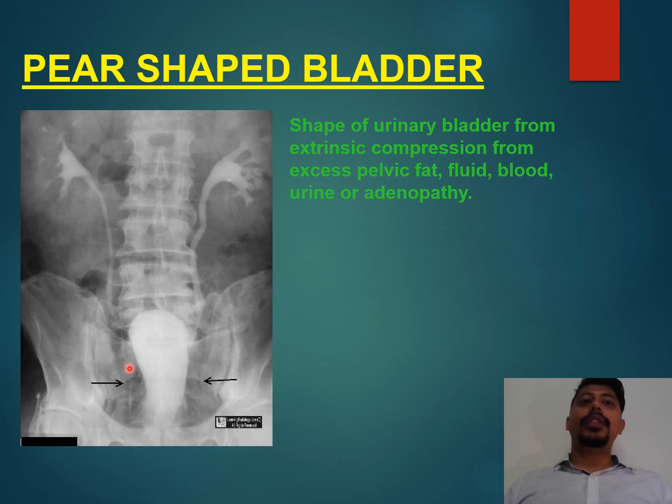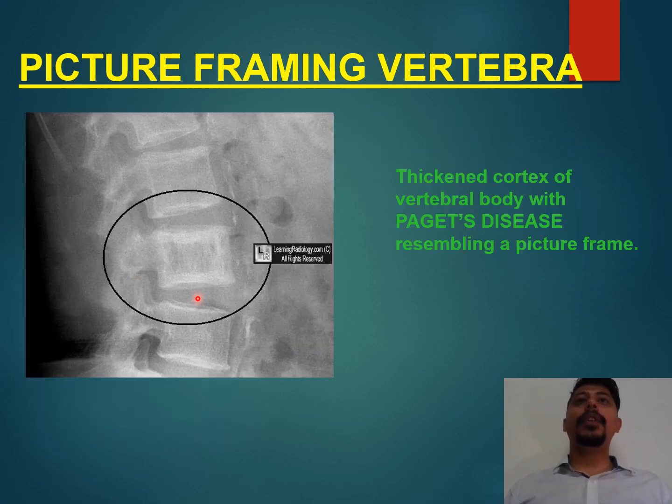Pear-shaped bladder. So this is the pear-shaped bladder on the intravenous urography, shaped from extrinsic compression of the urinary bladder by excessive pelvic fat, fluid, blood, urine, or adenopathy. Gives pear-shaped bladder. Picture framing vertebra. Thickened cortex of the vertebral body with Paget's disease resembling a picture frame. It is a characteristic feature of Paget's disease.